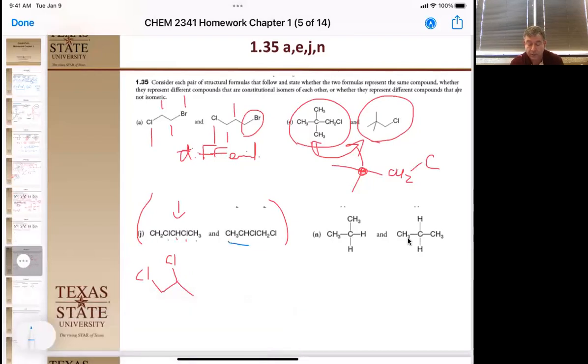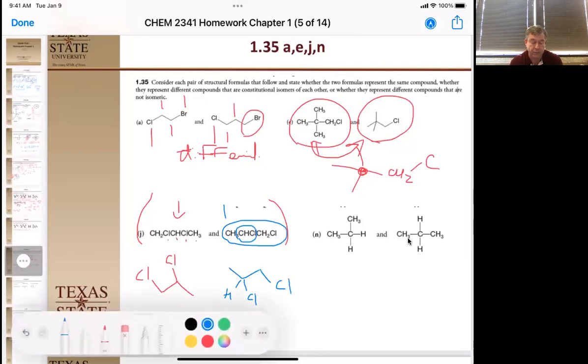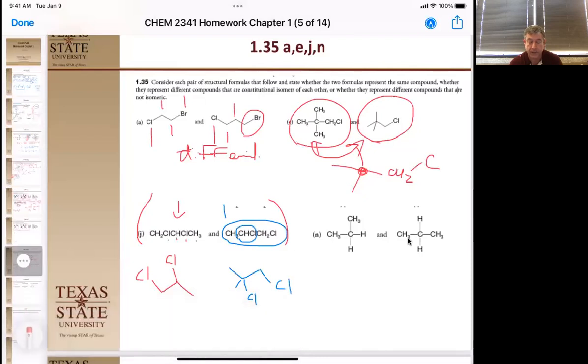So let's draw this one right here. And again, we're going to start from that same side that we started before. So we have a CH3 going to a CH. So there's an H here and there's a Cl here, followed by a CH2, followed by a Cl. Okay, so we've gone from left to right, and I'm going to again erase the H because we know the H is there. We just wanted to make sure it was happening.